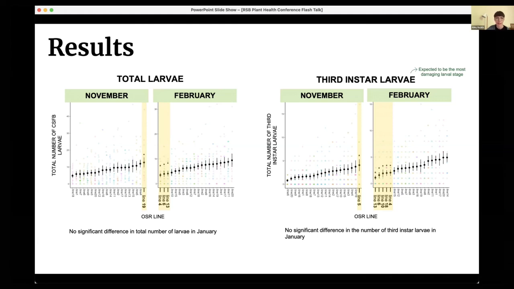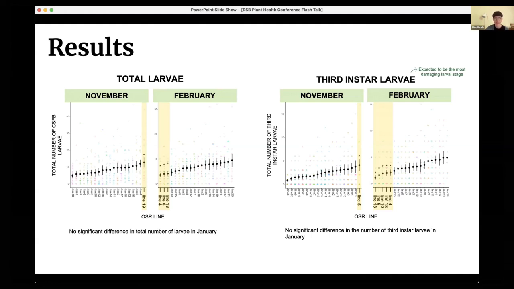So you can see that there were lines that had significant differences in larval numbers. So you've got 1 line in November that had significantly more total larvae, 3 lines in February with significantly fewer total larvae. And then with the third instars, again, we've got 1 line in November with significantly more, and then 5 lines in February with significantly fewer. In both cases, I didn't find any significant difference in the data from January.